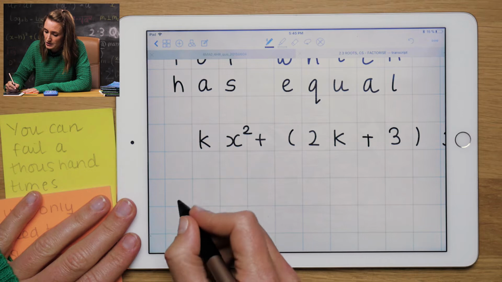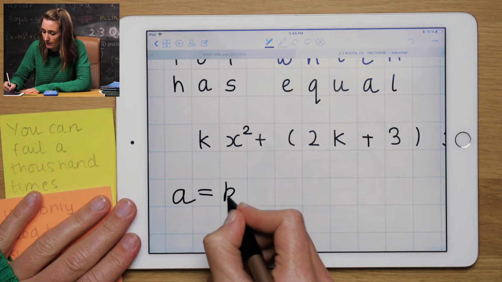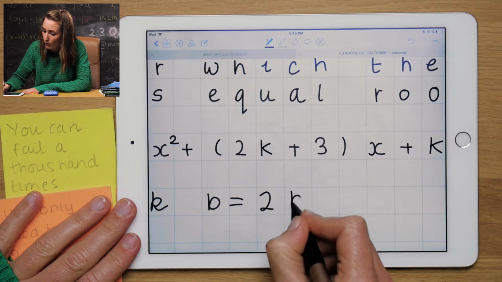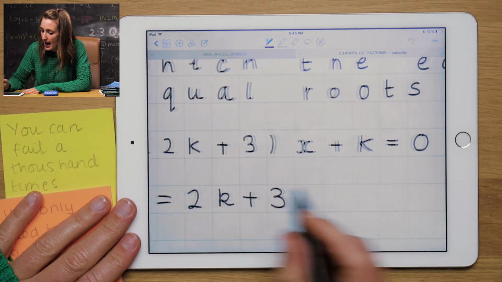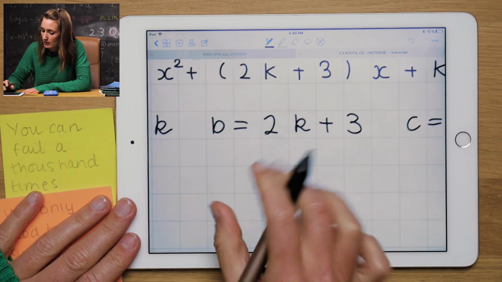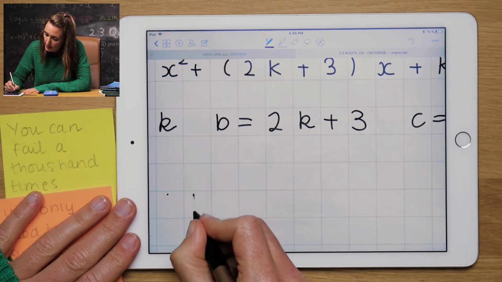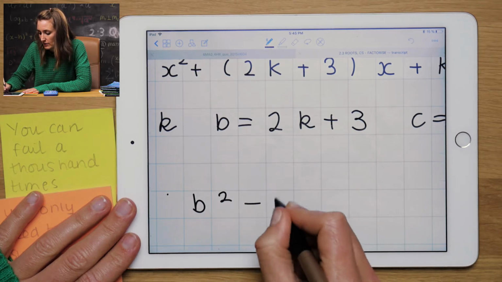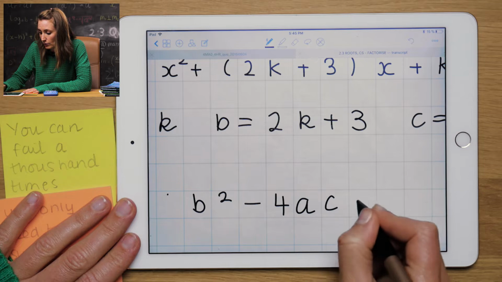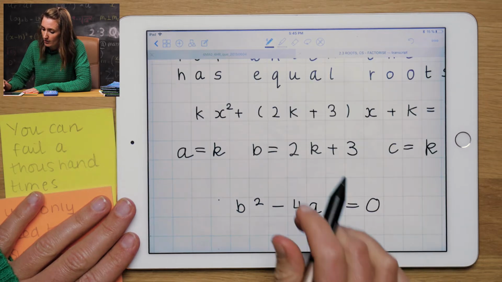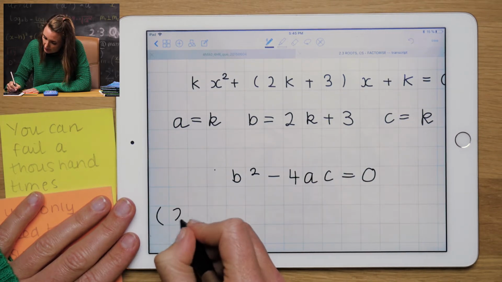Always, in any roots questions, you're writing down a in front of x squared, b in front of the x, or the coefficient if you want to use the proper words, and c is the lone ranger. So write your formula. Now it's changing a little bit. It's still b squared minus 4ac, the discriminant, but for equal roots or repeated roots or one root, it's equal to 0. So you're just going to substitute everything in.